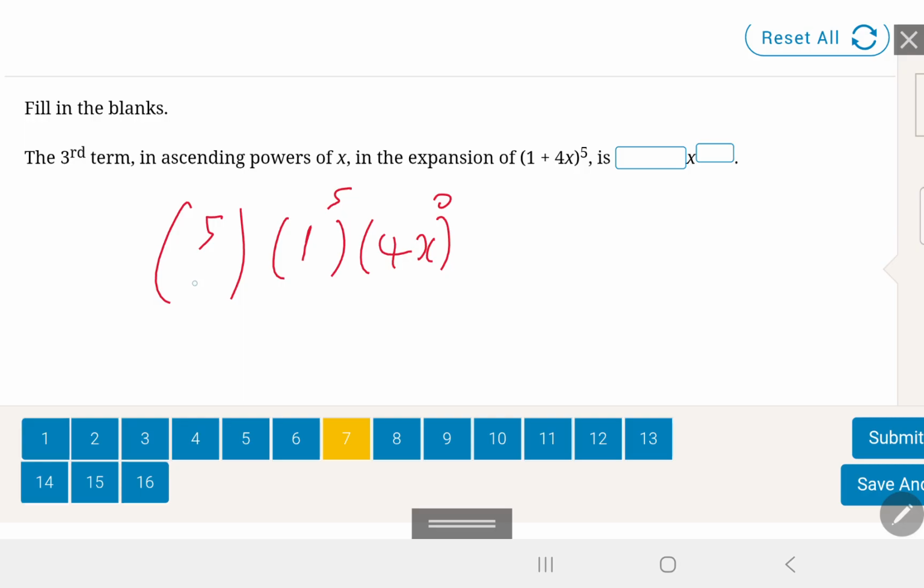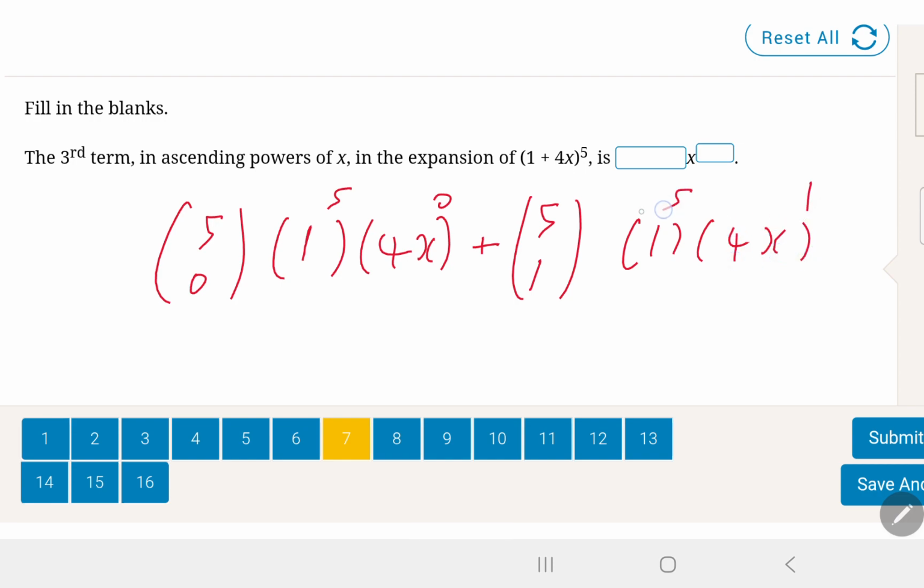So here I can start with 0 plus 5, 1, then 1 times 4x to the power of, here I have to put 1 and here I have to put 5. Like this, this is in ascending power. So if I continue, I want the third term. The third term will be 1, here you have 4, and here you have 4x to the power of 2.